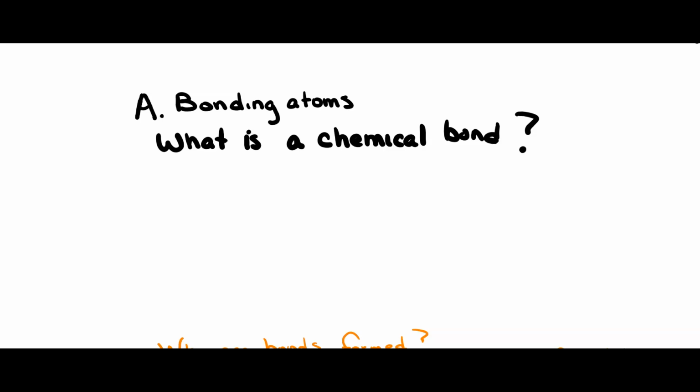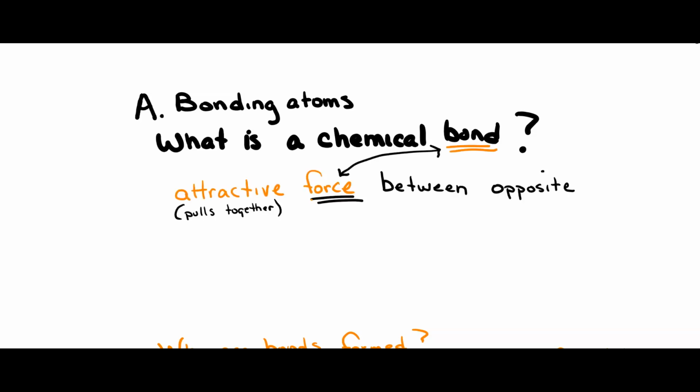Let's talk about bonding atoms. What exactly is a chemical bond? A chemical bond is an attractive force between opposite charges. It's attractive, meaning that it is something that pulls things together rather than pushes them apart. And the thing that we refer to as a bond is actually a force, an electrostatic force.